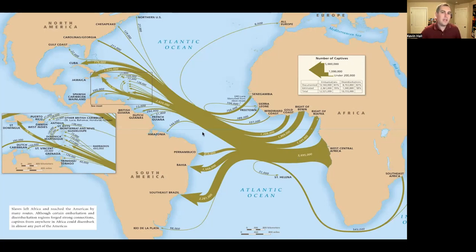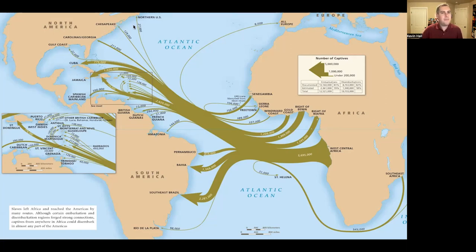And then we can look over here to the west, right? And we can see where they all went. So we can see that more than 2 million enslaved people were sent to Southeast Brazil. Then we look up here to where the United States is today. So these would have been the colonies, right? The English colonies that we've been learning about lately.